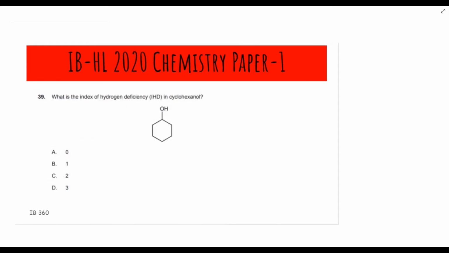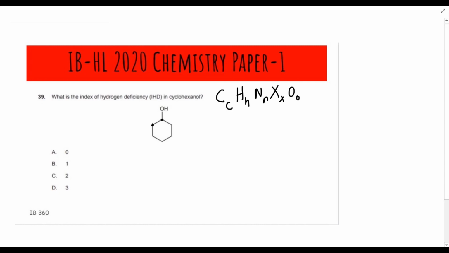Let's get to question 39. In this question, we need to find the index of hydrogen deficiency. To solve this, we have a simple formula. That is, let's design a general organic compound. So here C is carbon and small c represents the number of carbon atoms. H is hydrogen and small h represents the number of hydrogen atoms. N is nitrogen, small n is number of nitrogen atoms. X is any halogen and small x is number of halogen atoms. O is oxygen and the small o is number of oxygen atoms.